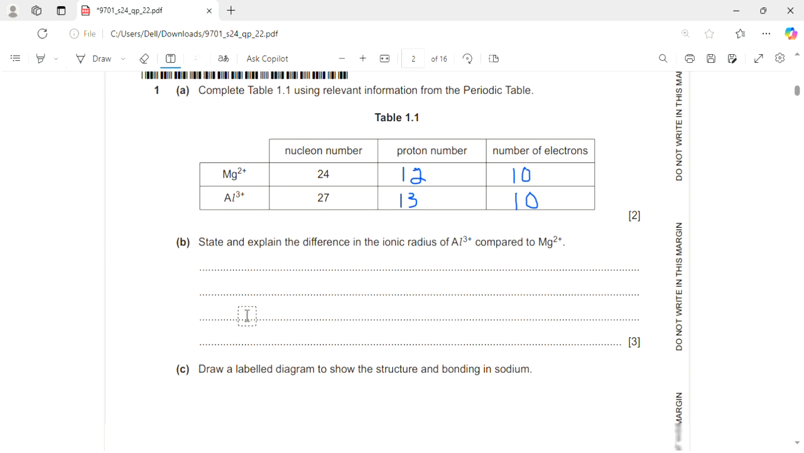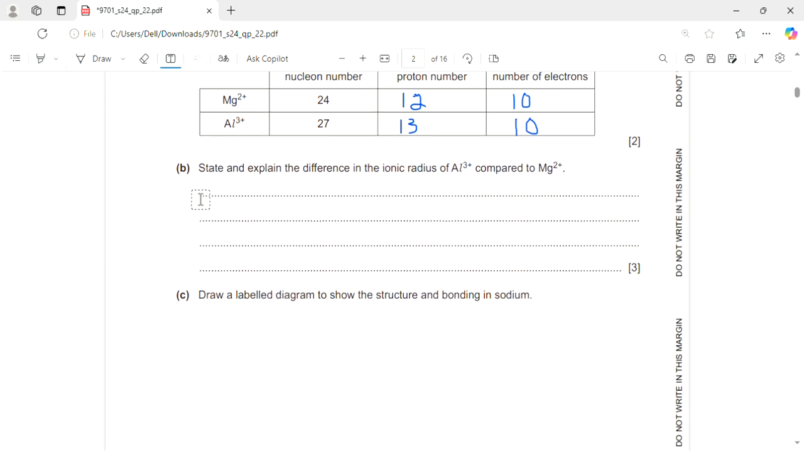Move to the next part of the question number 1, which is: state and explain the difference in the ionic radius of aluminum ion and magnesium ion. So aluminum ion has a plus 3 charge and magnesium ion has a positive 2 charge, which means aluminum ion is smaller.